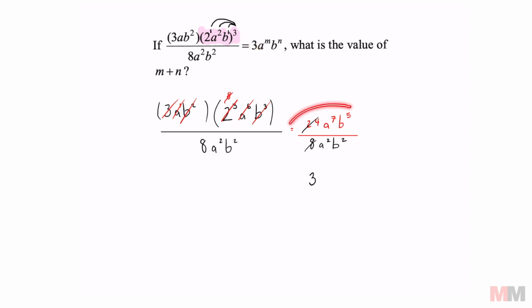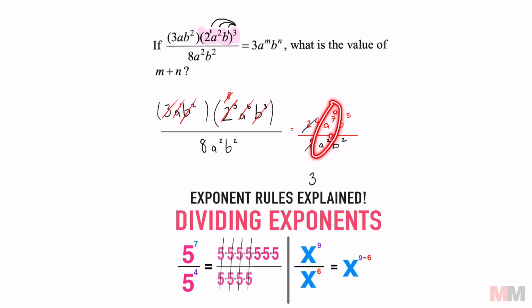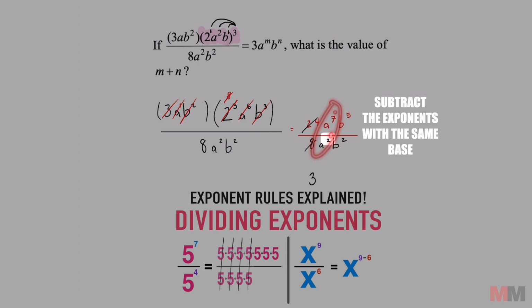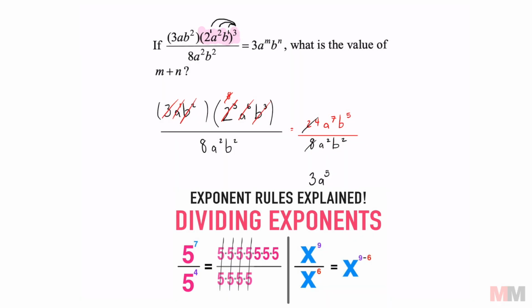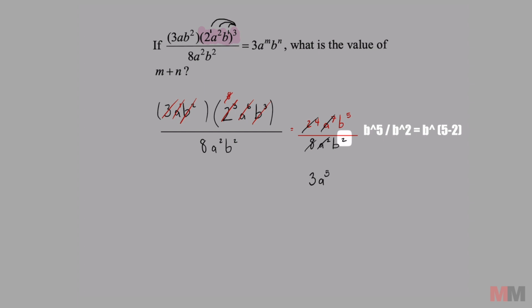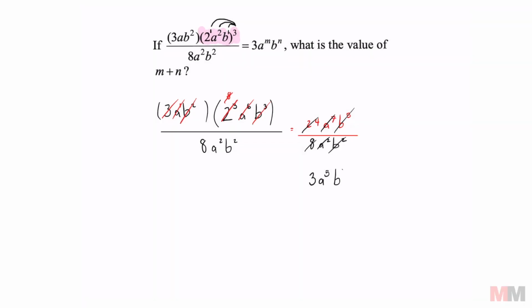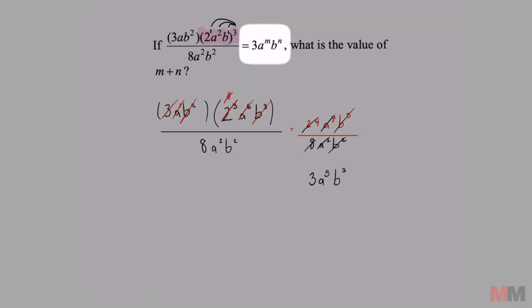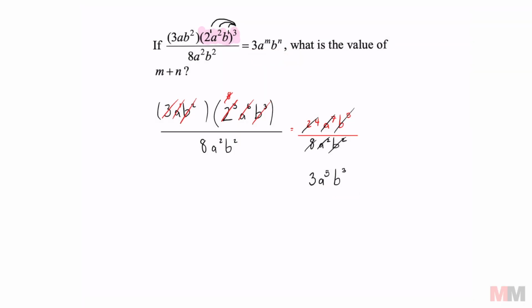And as long as these are monomials, the rule for dividing variables with the same base is to subtract the exponents. So that's going to be 7 minus 2, which becomes a to the 5th power. And 5 minus 2 becomes b to the 3rd. So this tells you, it's an exact match, that m is going to equal 5 and n is going to equal 3. So m plus n is just going to be 5 plus 3, which equals 8.